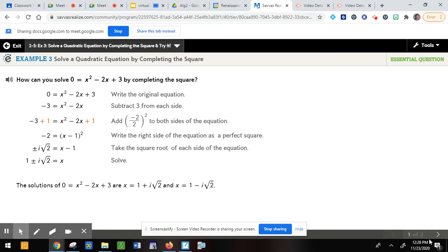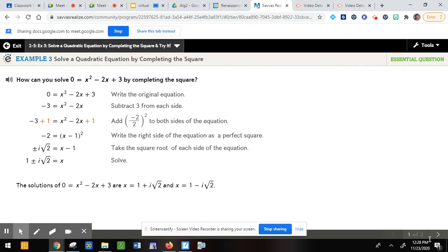x minus 1 squared. Take a square root of both sides. The number on the other side is negative. So when you take a square root of negative 2, you're going to get plus or minus i root 2. And that's okay. It just means the solution is imaginary. Then you're going to add 1 to both sides.